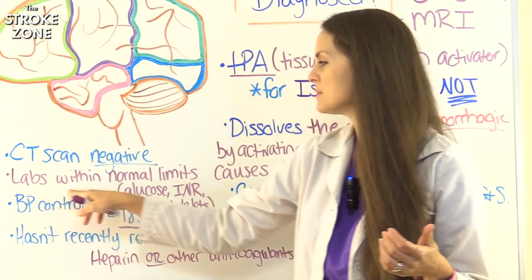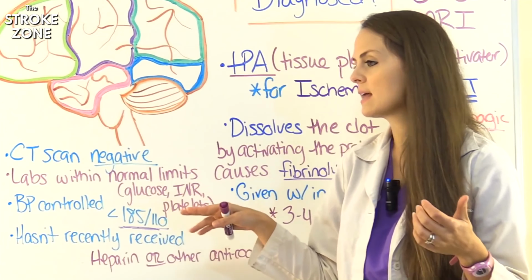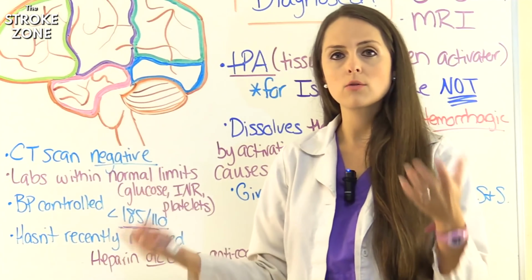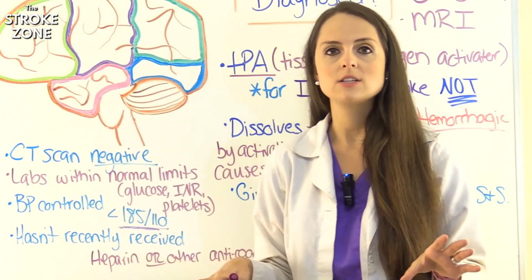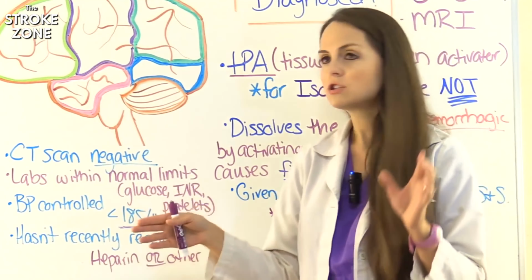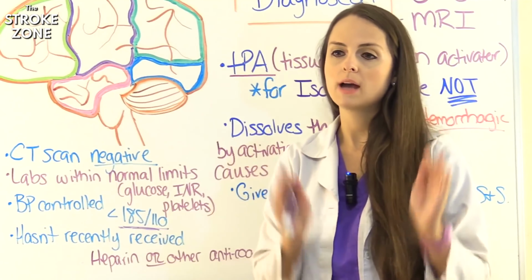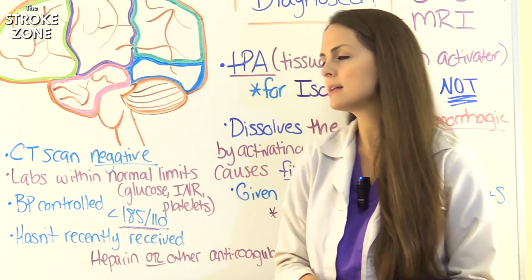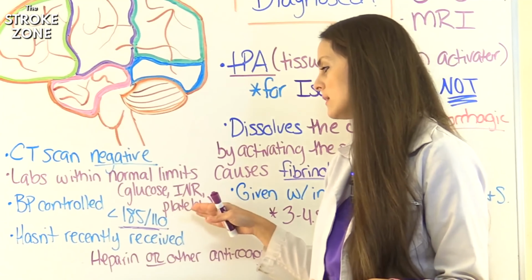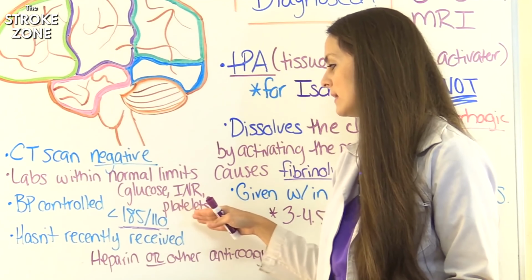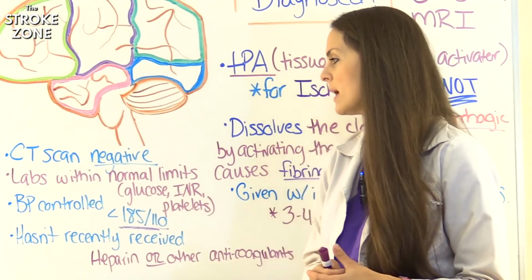Also, their labs need to be within normal limits, and labs that aren't normal can be corrected before this medication is given, like glucose should be within a certain parameter. They shouldn't be hypoglycemic or hyperglycemic. Also, their clotting levels like INR and platelets should be within normal range.